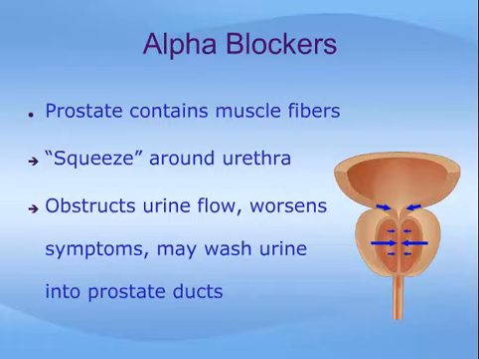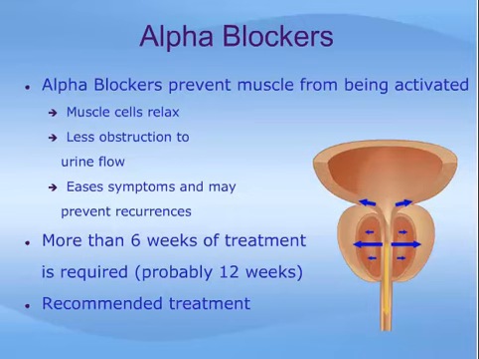The prostate contains many muscle fibers. These fibers squeeze or grip around the urine channel called the urethra. This squeezing effect blocks the flow of urine out of the bladder, worsens urinary symptoms, and may contribute to prostatitis by creating more turbulent flow of urine through the prostate, which might wash urine up into the ducts of the prostate.